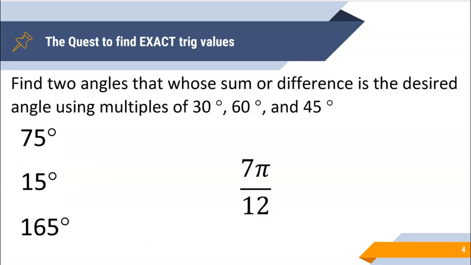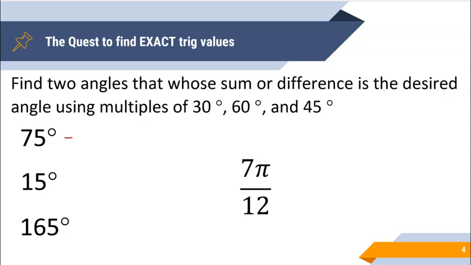Well, before we get started, we need to be able to break these angles down. So the first task I have for you is to find 2 angles whose sum or difference is the desired angle, but you're going to be using multiples of 30, 60, and 45. So go ahead and pause the video here and then hit play when you figure out the answers.